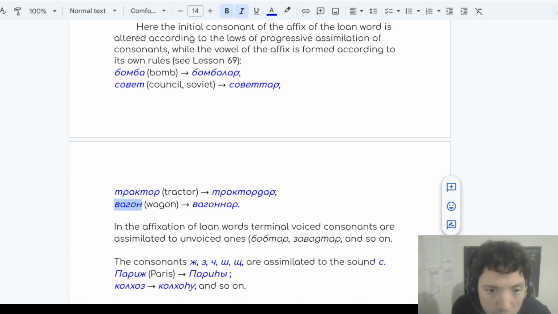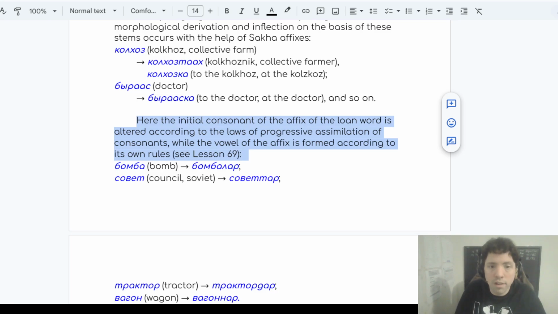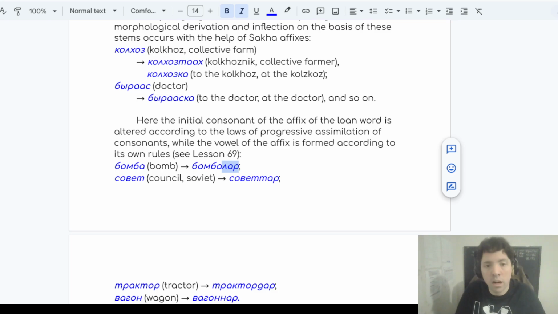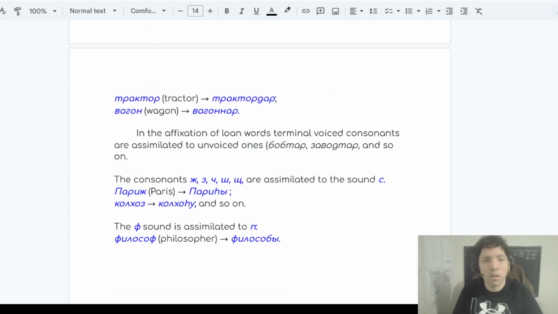Vagon, vagonar. So basically, if I understand this linguistic speak correctly, they're saying that the first letter of what is added to the end of the originally Russian word will follow the rules of Sakha grammar. So like bomba, it ends with a vowel. So in a vowel ending noun, to make it plural, we add lar or ler, right? And so that rule will stay the same.